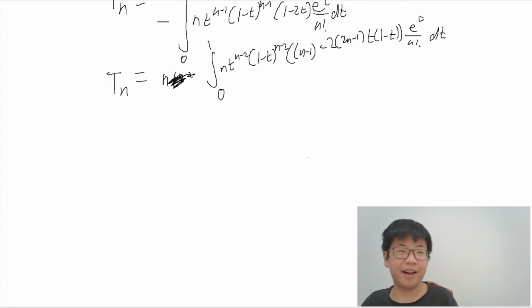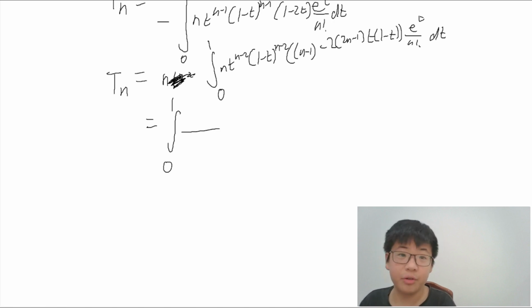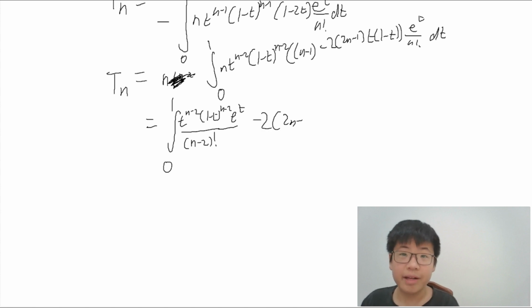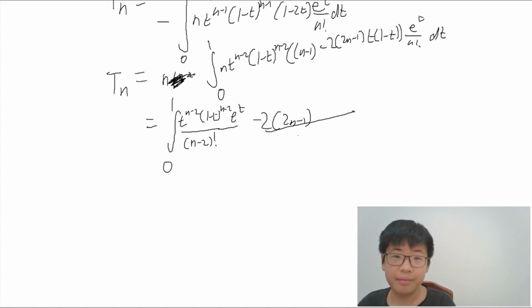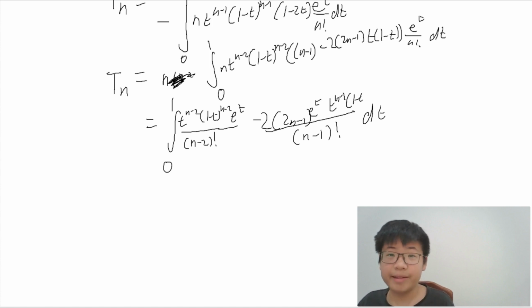Now we can simplify this. The moment you've been waiting for, let us simplify what we need to do. So n minus 1 would then simplify the bottom to be n minus 2 factorial, so this will be t^(n minus 2), 1 minus t^(n minus 2), e^t, and then minus 2, 2n minus 1, and then the n will turn the bottom to n minus 1 factorial dt, and then 2n minus 1, e^t, t^(n minus 1), 1 minus t^(n minus 1).